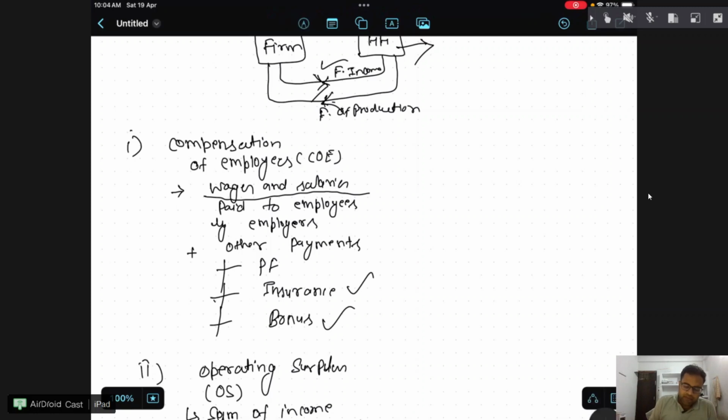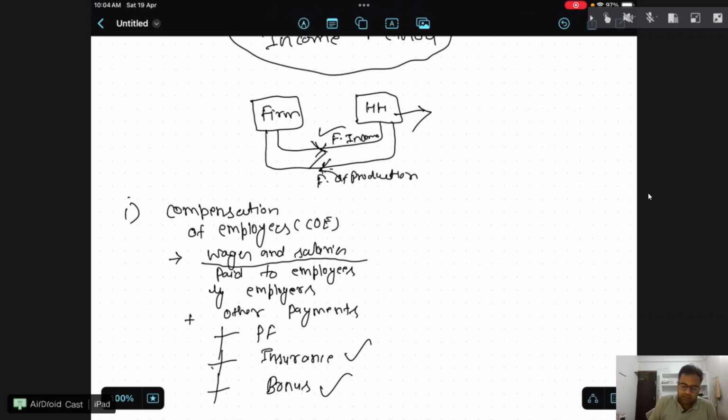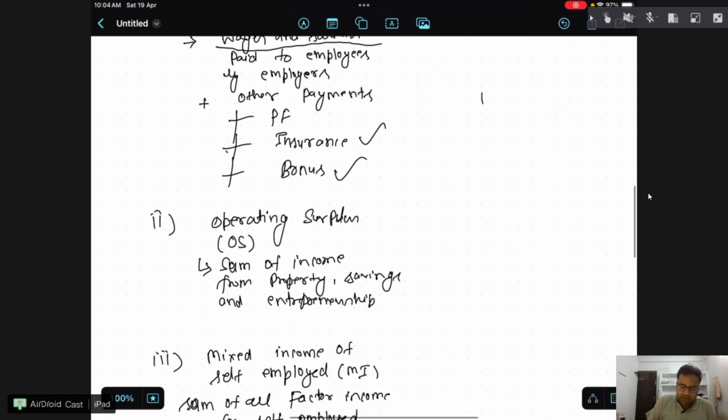The second type of income which households generate is from their property. Everybody has some property, some skills, some new business ideas, some entrepreneurship. Whatever income they receive from the savings of their money, from the property which they have, or from entrepreneurship, we categorize into the second part, known as the operating surplus.